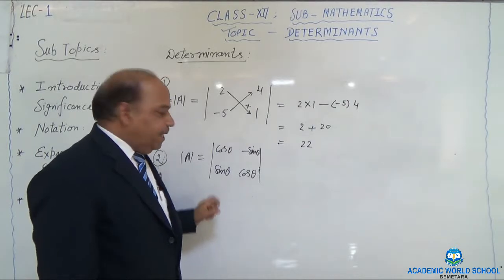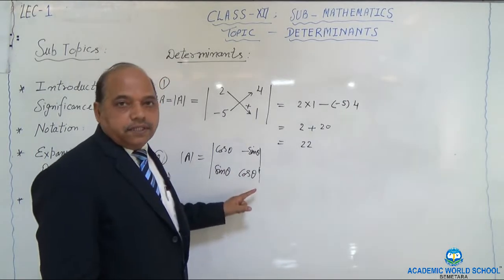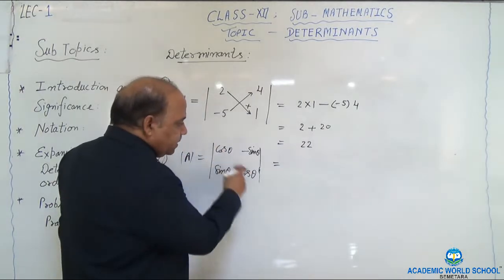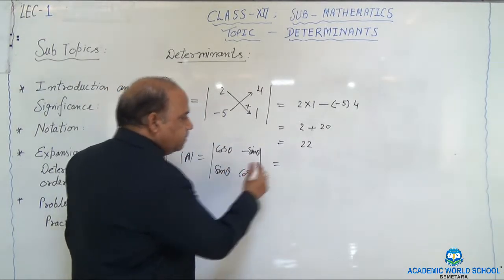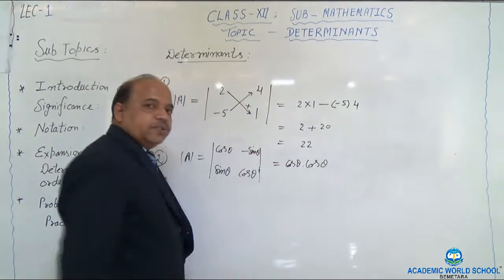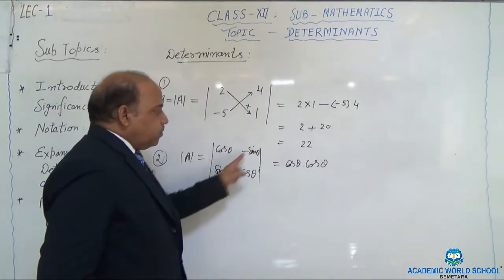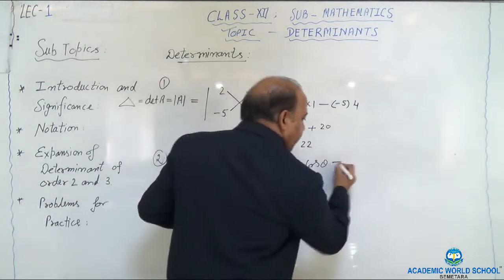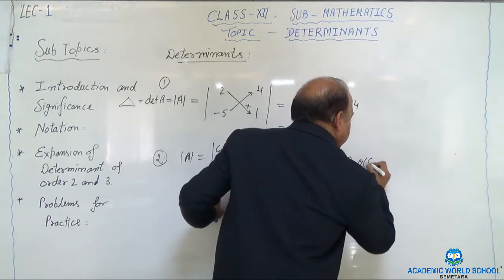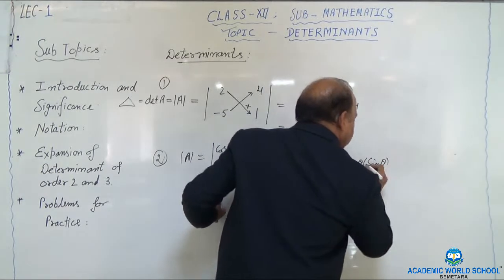In the second row, the elements are sin theta and cos theta. If you have to expand it, what will you do? The rule is the same. Cos theta into cos theta. You will write cos theta into cos theta. No sign means plus sign. Now we are going from this side. You will be writing minus sin theta into minus sin theta, sin theta into minus sin theta.